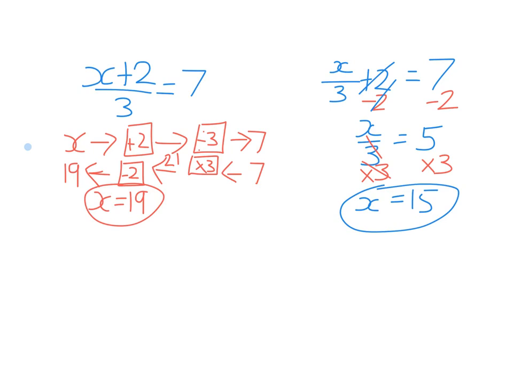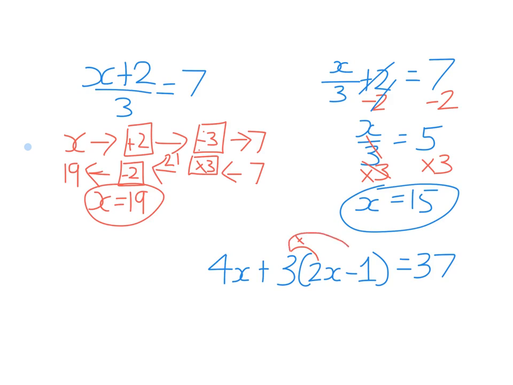All right, let's do one that's a little more challenging. This equation down the bottom is more challenging because the x is in more than one spot. So before I can start solving using the balance method or the flowchart method, I need to get x to one spot. My only choice is to expand the brackets. Remember, I distribute the 3 to the 2x and the 3 to the minus 1. So I leave the 4x alone. 3 times 2x, 3 times negative 1.